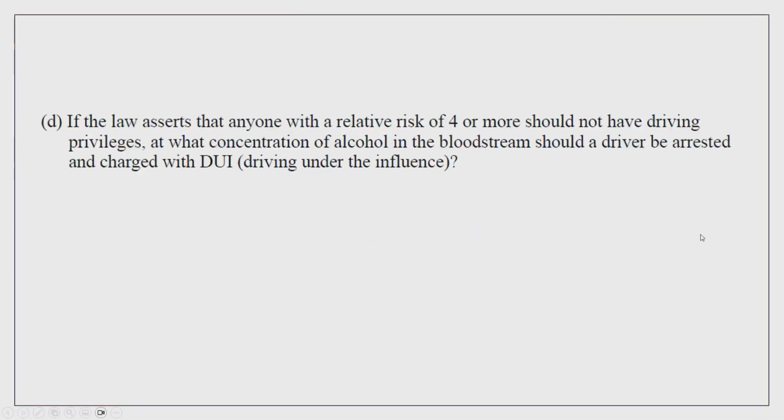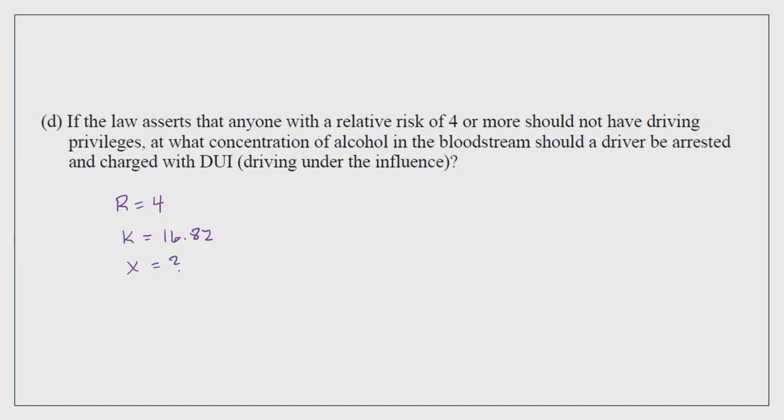All right. So if the law asserts that anyone with a relative risk of 4 or more should not have driving privilege, at what concentration of alcohol in the bloodstream should a driver be arrested and charged with a DUI? So driving under the influence. Okay. So here our relative risk is 4. Our K is 16.82. And we're trying to find x.